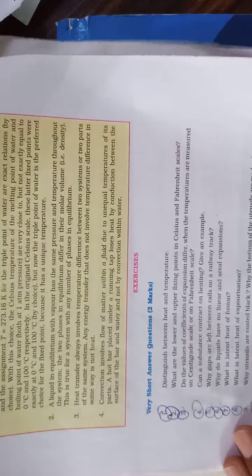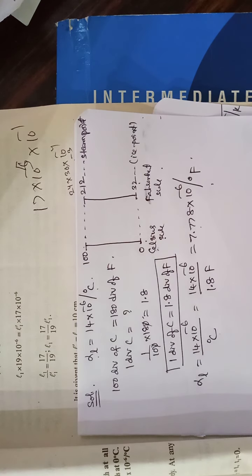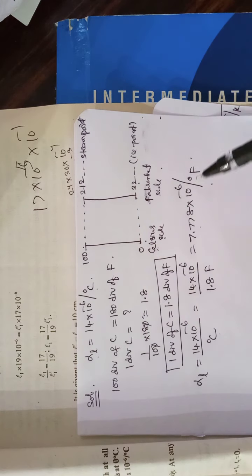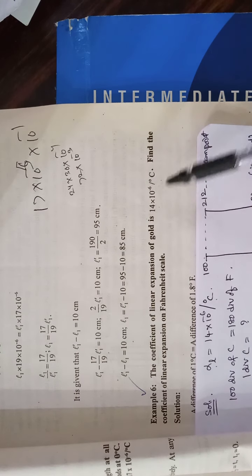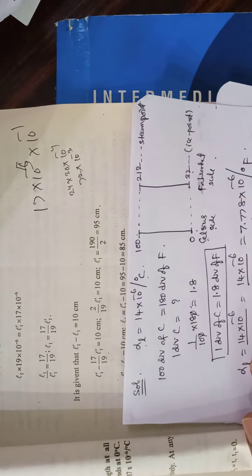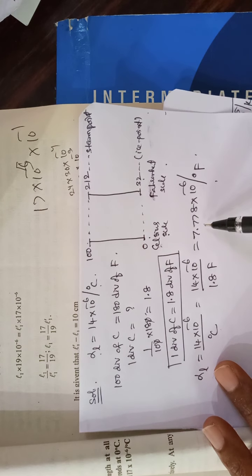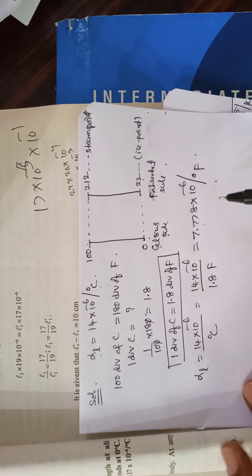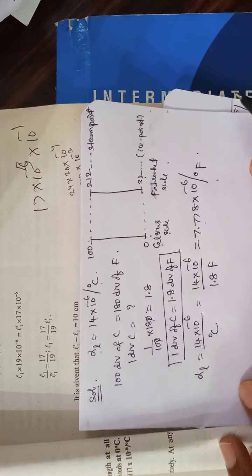See, this is an example. The alpha L values are not same on Celsius and Fahrenheit. See here, the material is same, gold. These two values are for gold only, but on Celsius scale one value, on Fahrenheit scale another value, and the reason is the unit size is different.